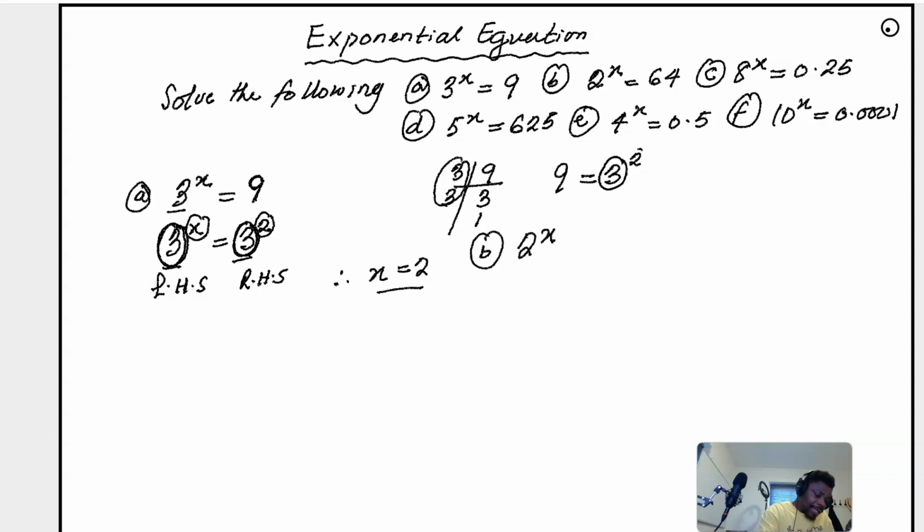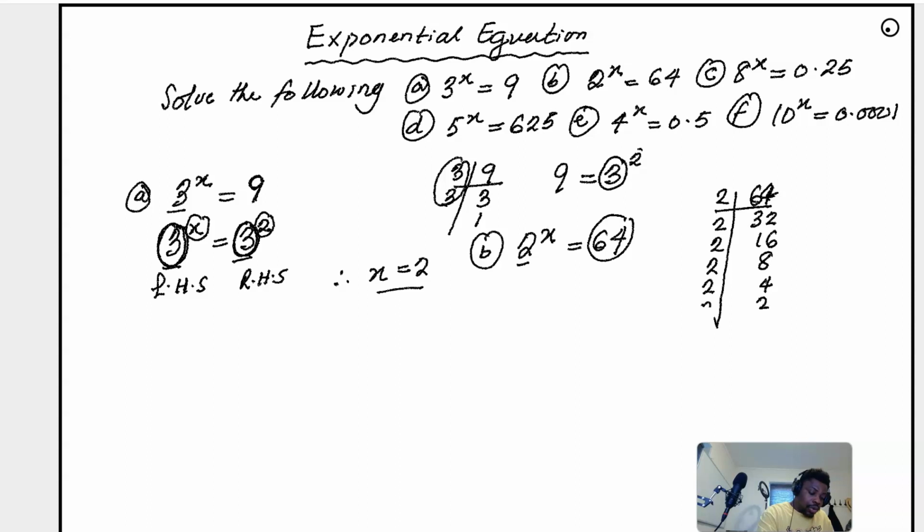2 raised to the power x is equal to 64. Okay? 2 is already in its lowest form. Now, let's look at 64. What can go in 64? 2. 2 in 64 is 32. 2 in 32 is 16. 2 in 16, 8. 2 in 8, 4. 2 in 4, 2. 2 in 2, 1.